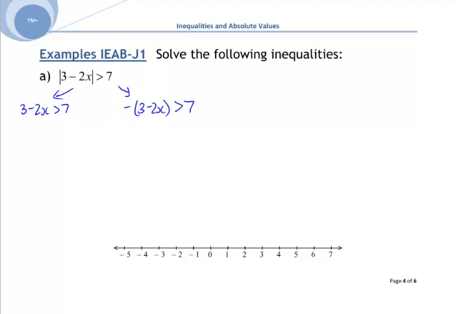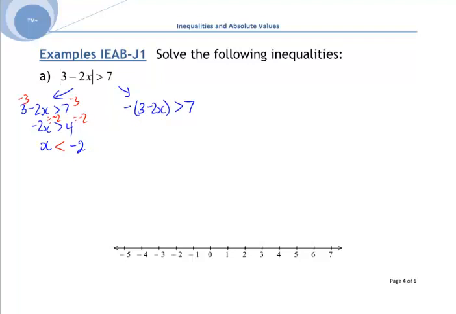Okay, isolating the unknown, take 3 from both sides. I've got negative 2x is greater than 7, take 3 is 4. Get rid of that negative 2, it's being multiplied, so I divide both sides by negative 2. Now I'm dividing by negative, so I have to change the direction of my inequality. I have x is less than 4 divided by negative 2 is negative 2.